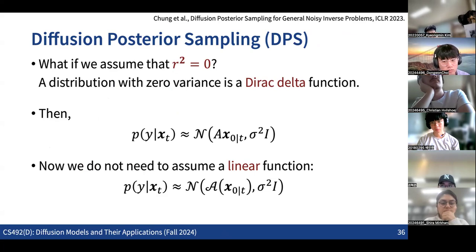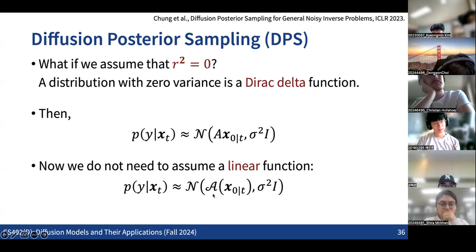So in this specific case, the conditional distribution of y given xt is also simplified into this form. We are basically dropping the R squared times A transpose term in the variance here because R is zero. So now we can see that the conditional distribution of y given xt becomes even simpler in this way. And with this simpler Gaussian distribution, let's also lift the assumption of the linear function.